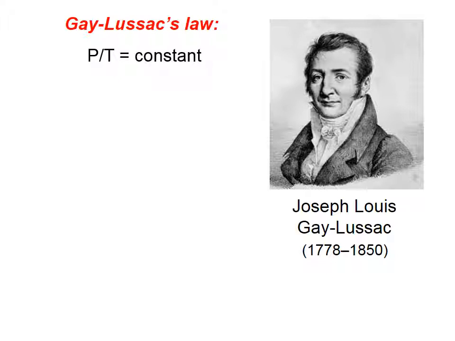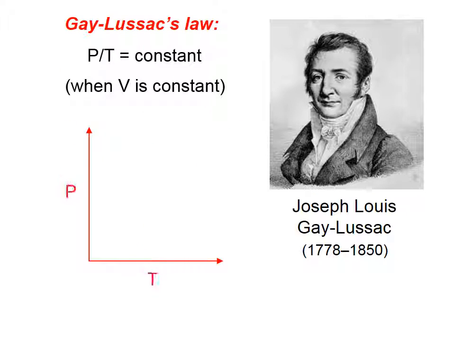Gay-Lussac's law says that the pressure divided by the temperature, again most conveniently in Kelvin, is a constant when the volume is constant. If we were to graph pressure and temperature, we would see a nice straight line like so.